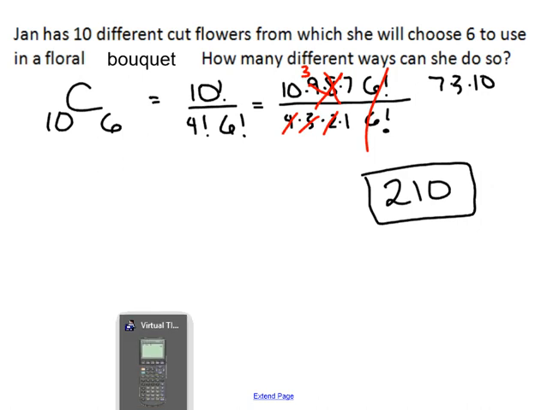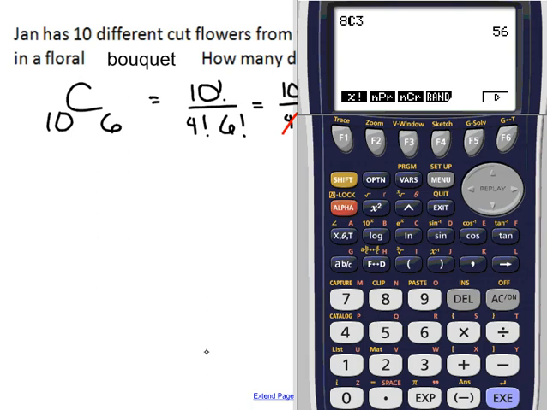Okay. Of course, on our calculators, we'll just go ahead and double check that. We'll do 10 C 6.